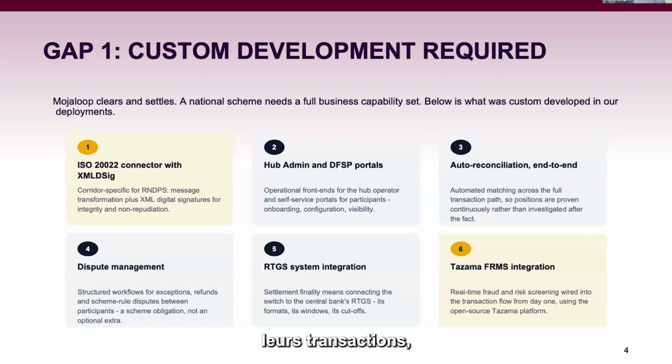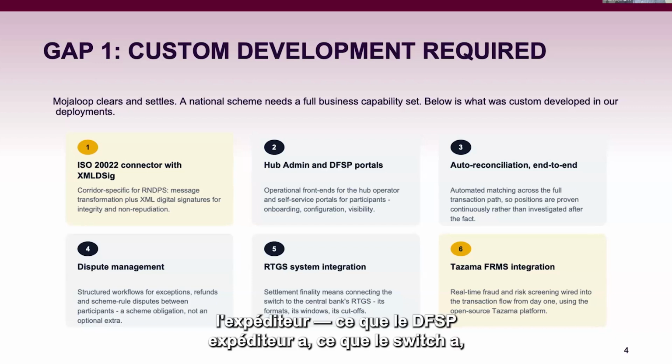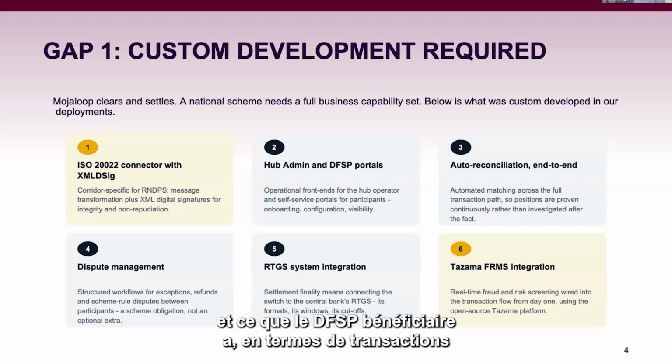their transactions based on the current view in their specific core banking systems, and then the system will match what it has. Basically match three ways. You have the sender, what the sender DFSP has, what the switch has, and then what the beneficiary DFSP also has in terms of transactions that were approved in that particular period.